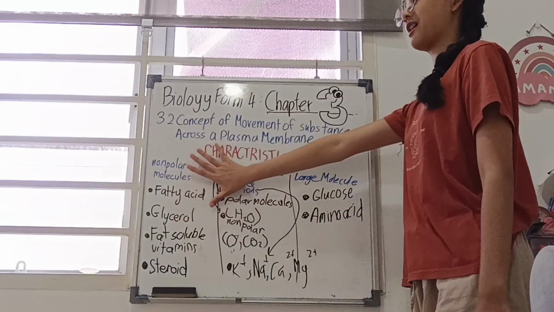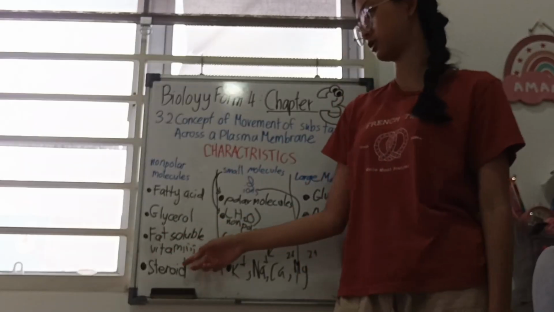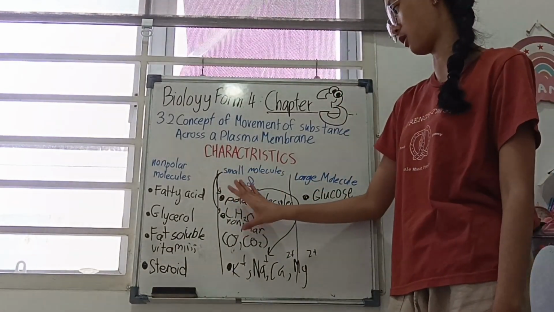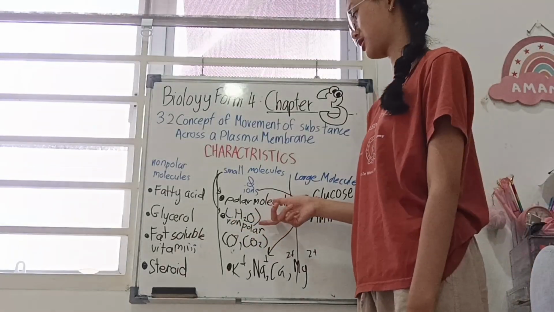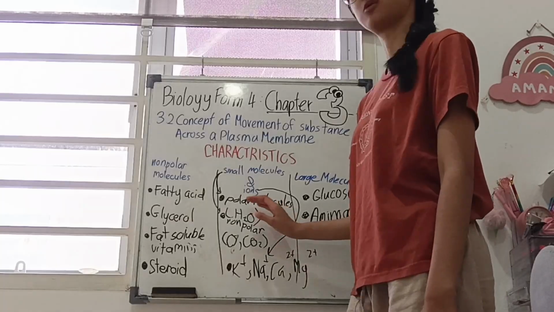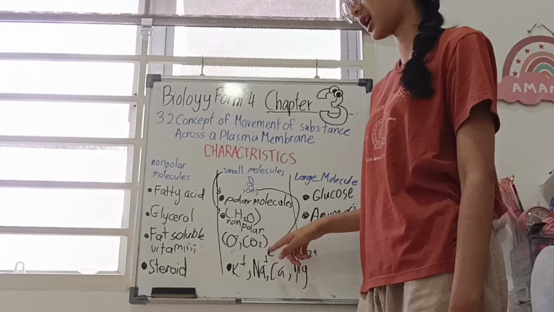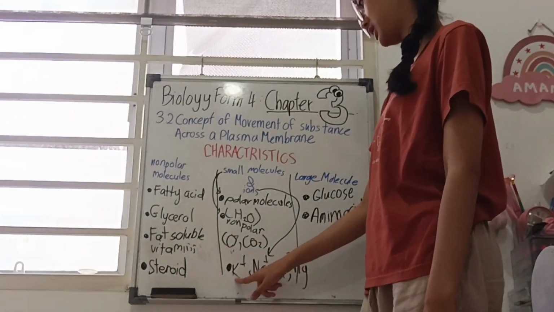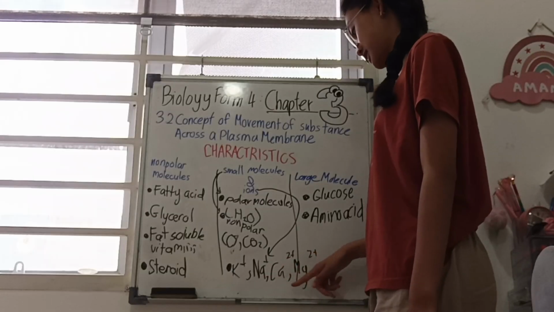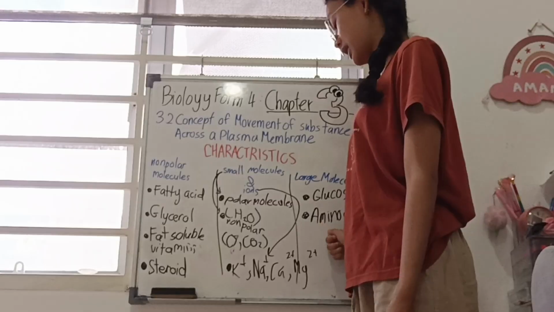So I'm going to repeat the characteristics again. Non-polar molecules: fatty acid, glycerol, fat-soluble vitamins, steroid. And then small molecules. I know this is non-polar, but it's small, so it's considered a small molecule. Polar molecules, which is water. Non-polar, oxygen and carbon dioxide, they are gases. And ions, for example potassium, sodium, calcium, magnesium. And lastly, for large molecules, glucose and amino acids.